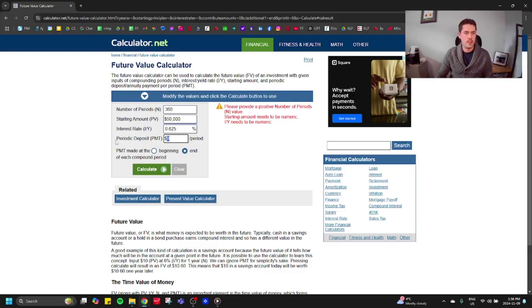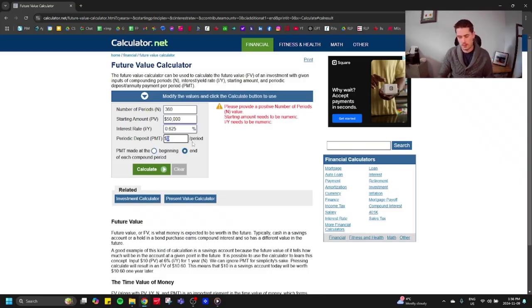Like I said, I'd come back to this. Periodic deposit is, okay, you have 50,000, you're 35, and this is for your retirement, and you also want to contribute to that every month, extra savings. So are you going to put in 100? Are you going to put in 1,000? Are you going to put in 500?